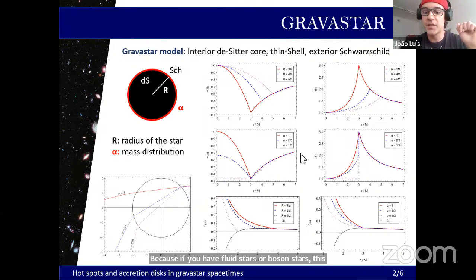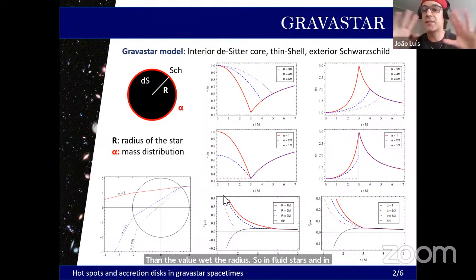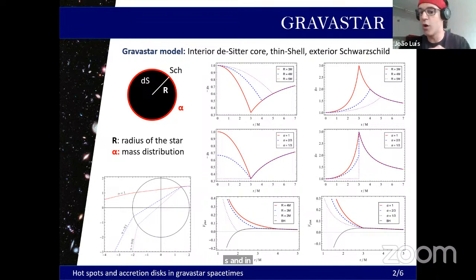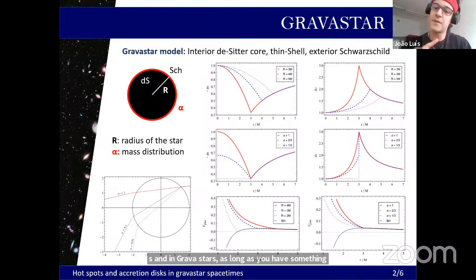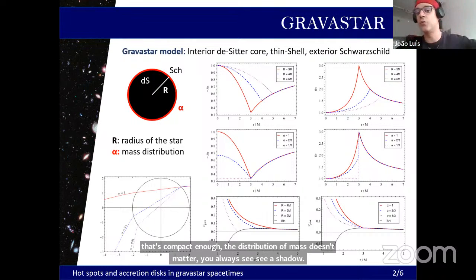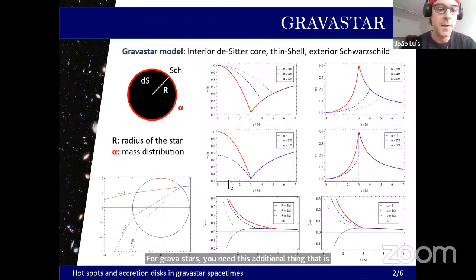In fluid stars and boson stars, the shape of g_tt always follows Schwarzschild, and then it achieves some constant value, but this value is always smaller than the value at the radius. So in fluid stars, as long as you have something that's compact enough, the distribution of mass doesn't matter, you always see a shadow. For gravastars, you need this additional thing that pushes the mass to the surface.